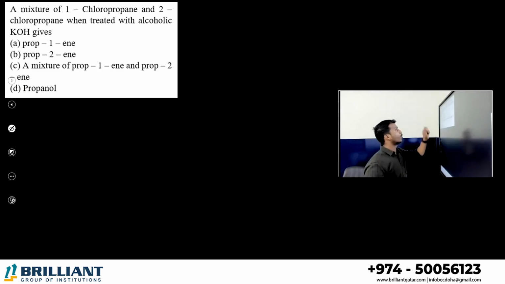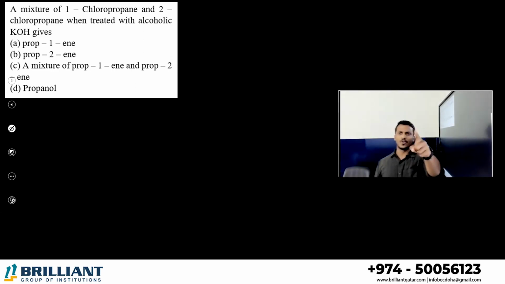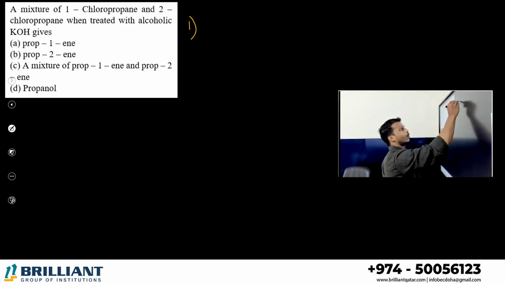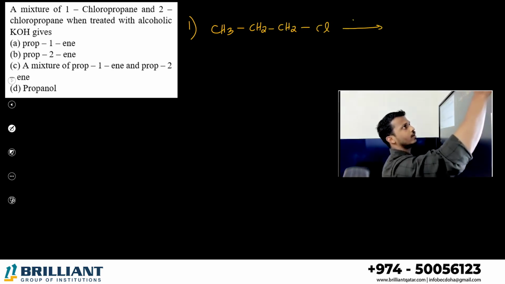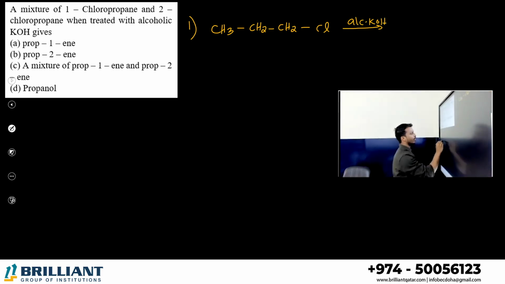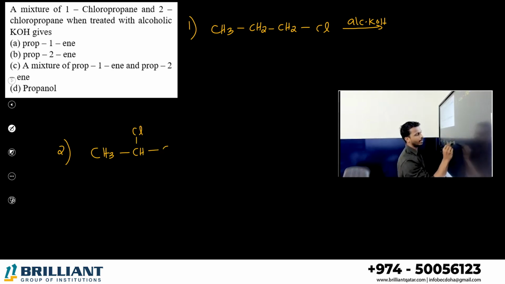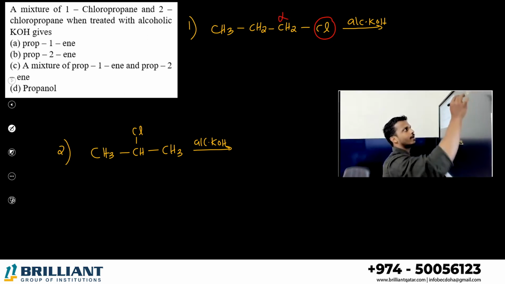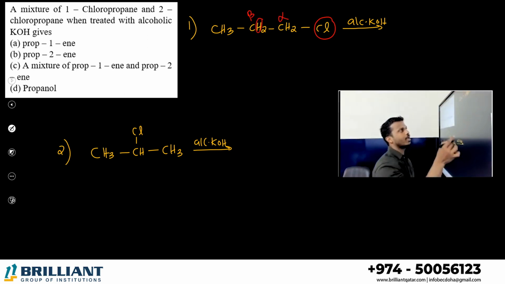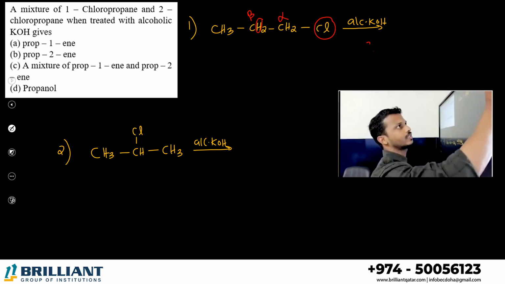A mixture of 1-chloropropane and 2-chloropropane is treated with alcoholic KOH. What is alcoholic KOH? Beta elimination. Okay, let's take the compounds. First, 1-chloropropane, and let's treat it with alcoholic KOH. The second one, 2-chloropropane, let me also treat with alcoholic KOH. What is beta elimination? Take your halogen from the alpha carbon, take a hydrogen from the beta carbon, and make a double bond between alpha and beta. That's it.